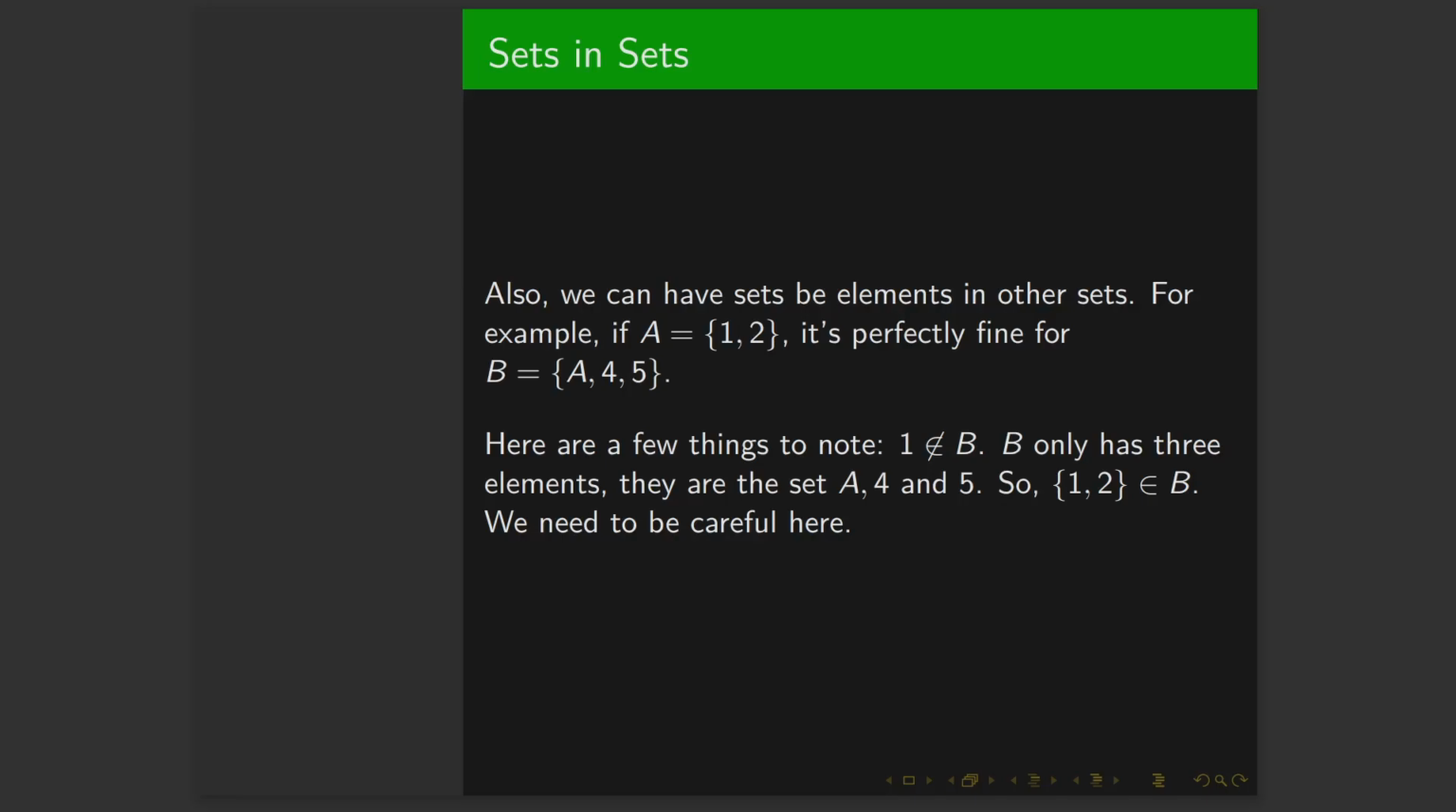And here's the thing, 1 is not actually an element of B. So it's very interesting. Keep in mind, B only has 3 elements in this case, right? There's the set A, 4, and 5. So the set 1, comma 2 is in B, but 1 itself is not in B. So this is something we need to be careful of when we're working with sets inside other sets.